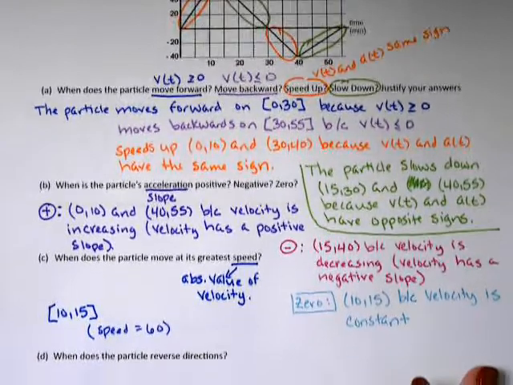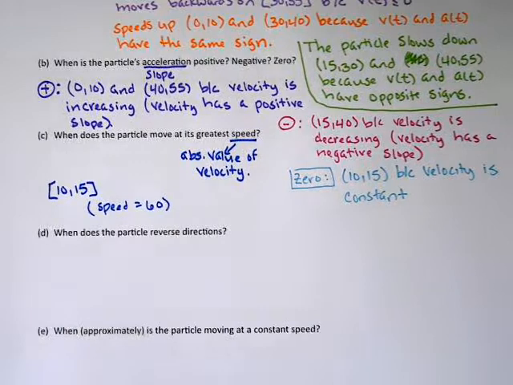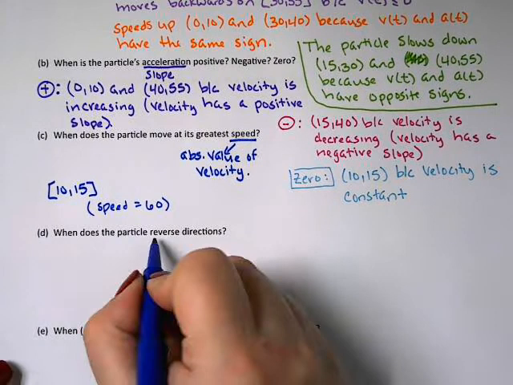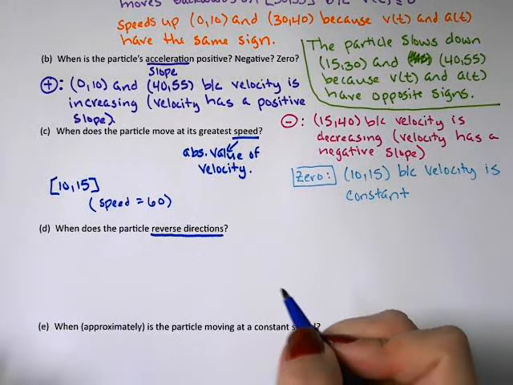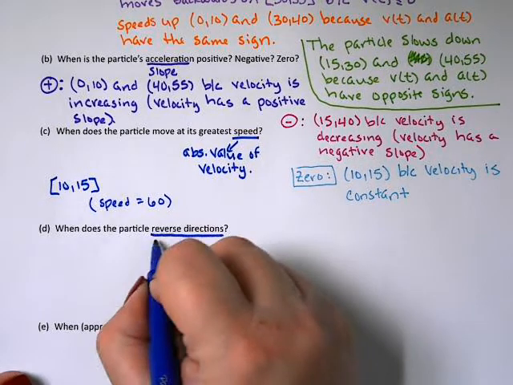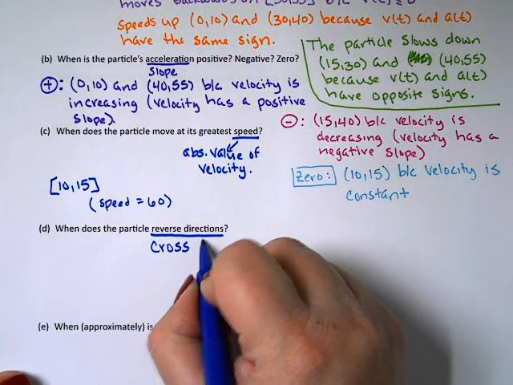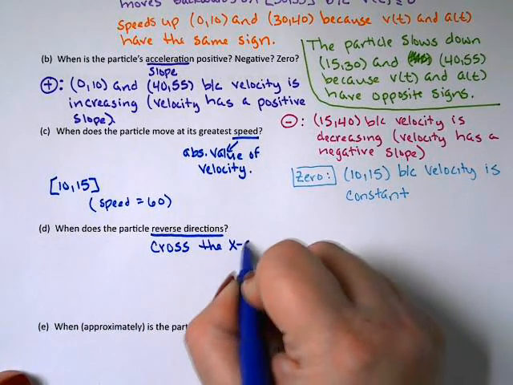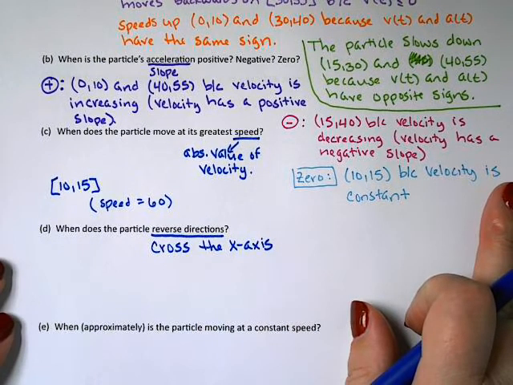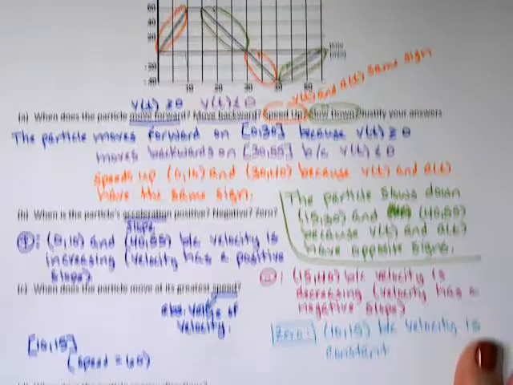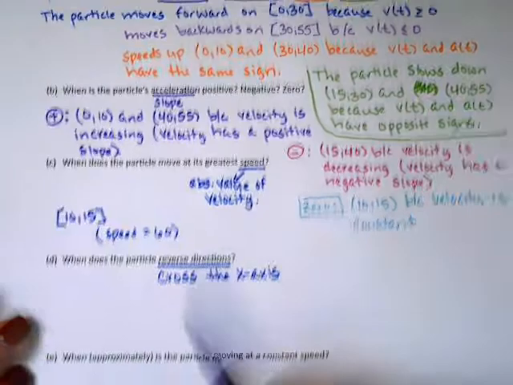Oops, you can't see that. Sorry. Okay. When does the particle reverse directions? Well, if we want to say that it's reversing directions, we're saying that the velocity is changing from positive to negative. So really we want to know, when does the velocity function cross the x-axis? Because that's going to mean that it changes from positive to negative or negative to positive. So let's see, the only place that happens is right there at 30.